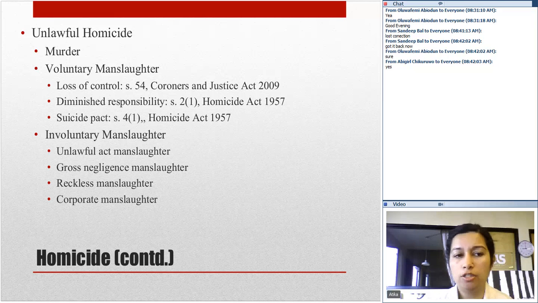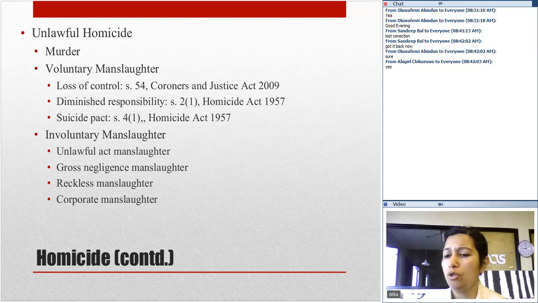After murder, you have voluntary manslaughter. There are certain defenses available which bring murder down to voluntary manslaughter, and some of them, just to touch base on them quickly right now, are loss of control. This is how you reduce the liability from murder to manslaughter, where both actus reus and mens rea are present for murder. These are the special partial defenses I'm going to mention: for example, loss of control, like I said, diminished responsibility, and the suicide pact. We're going to read about them in defenses.